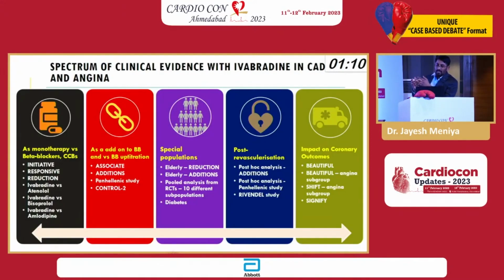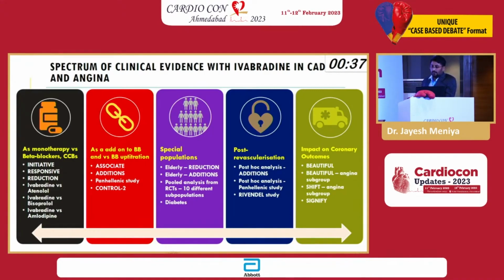In any case, we can use it as monotherapy compared to the beta blocker in various studies like the INITIATIVE study, the RESPONSIVE study, and the REDUCTION study. We can use it as monotherapy in patients who have a contraindication to beta blockers or who are non-tolerant to that therapy. We can use it specifically in the elderly population, diabetic population, post-revascularization population, or also as add-on therapy or up-titration with the beta blocker. We already discussed that in controlled studies. And this is the landmark trial.